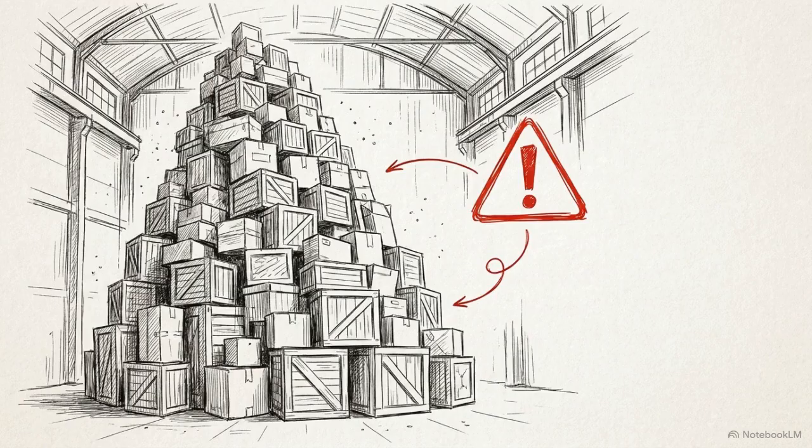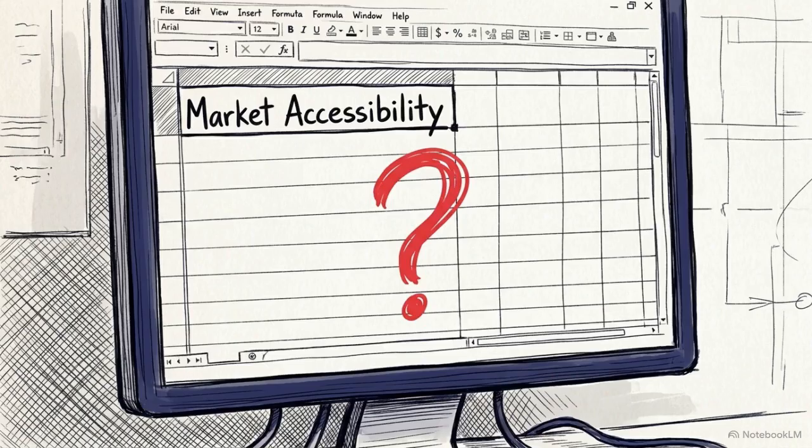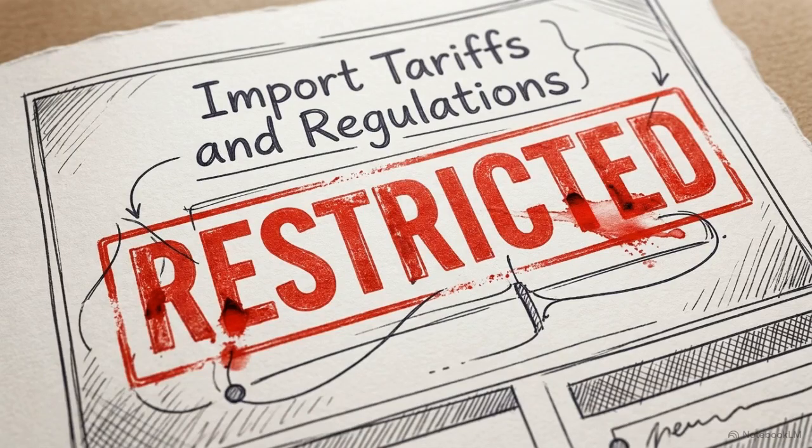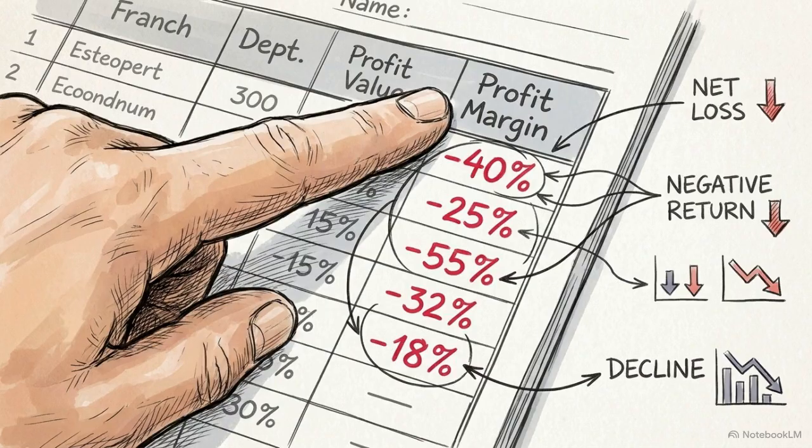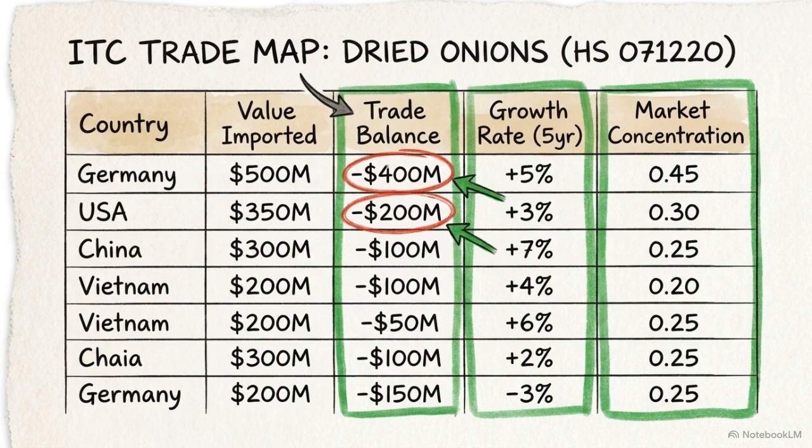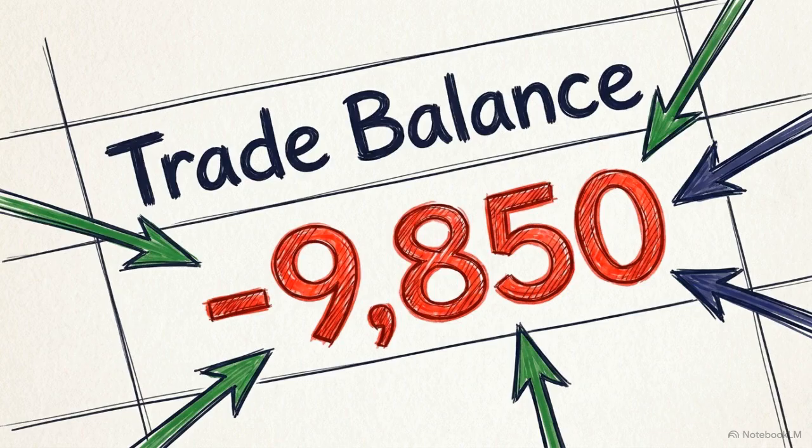A massive import volume only tells you that the market is large. It tells you nothing about whether that market is accessible, highly competitive, or profitable for a new exporter. To find our actual targets, we have to filter this top 10 list by cross-referencing 3 specific data columns. First is the trade balance column. A negative trade balance is exactly what you want to see.